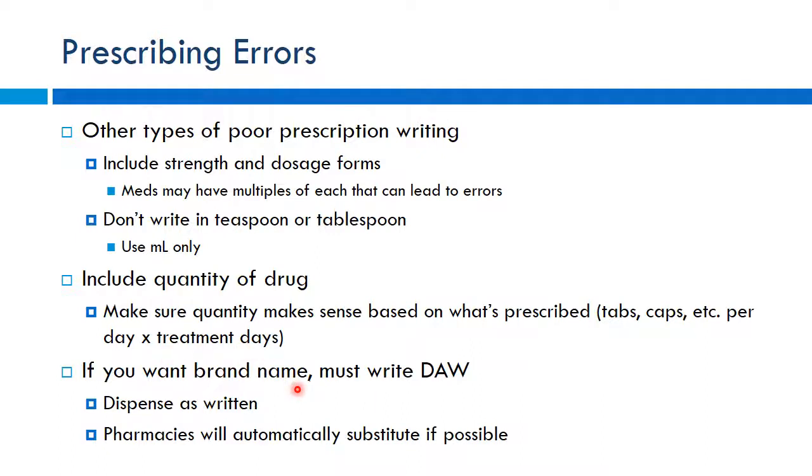And then, as I mentioned, the brand name thing. If you really want brand name, then you have to write DAW, or dispense as written. Otherwise, we will automatically substitute. There's a negative formulary where there are a few drugs we cannot do that with, but that's a pretty exceedingly rare kind of indication. So again, just write dispense as written if you want it.